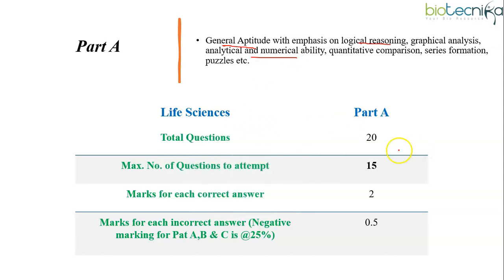This section consists of a total of 20 questions. However, only 15 questions need to be attempted out of 20. And each question from this section carries 2 marks. Thus, the total marks allotted for Part A are 30. Also, negative marking is applicable at a rate of 25%.